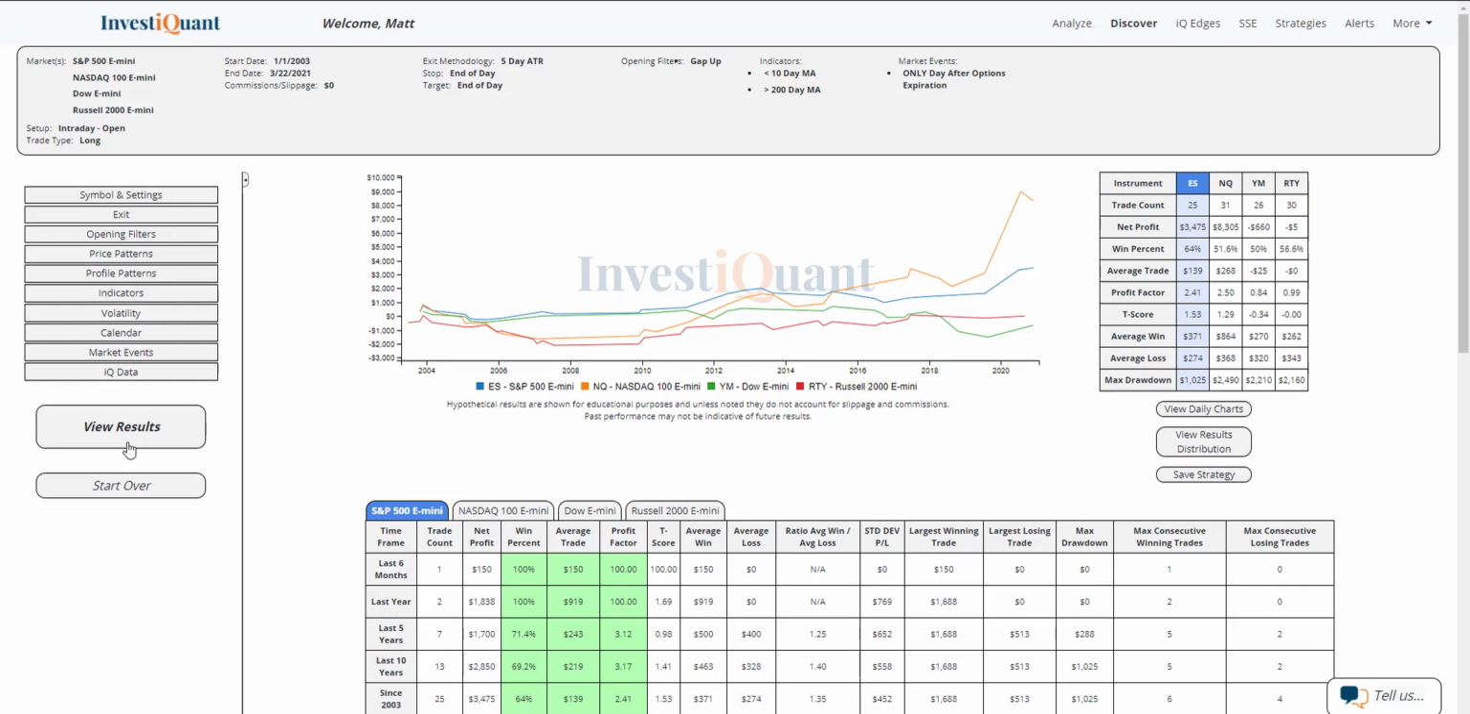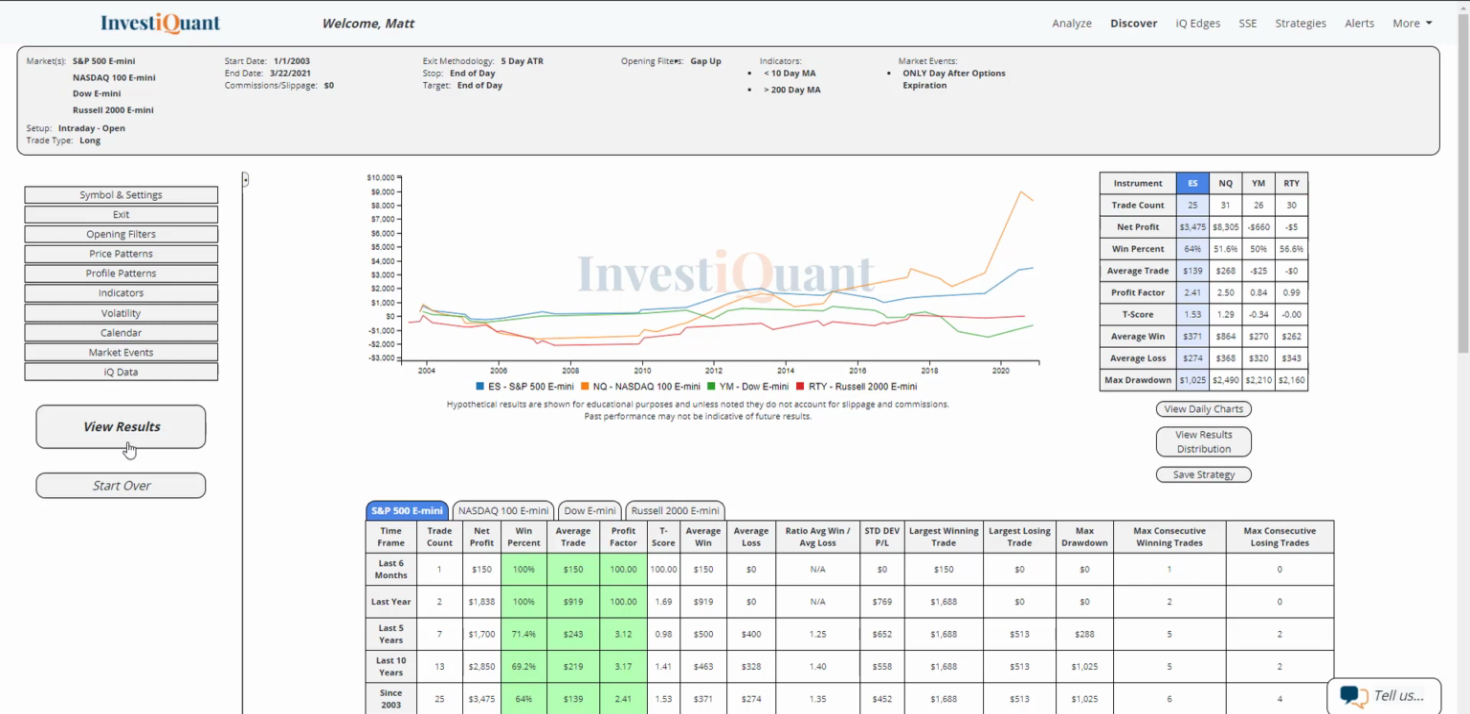If we go to the average win, average loss, the average win has been larger than the average loss in the S&P. That is also true for the NASDAQ, but it's not the case for the Dow, and it's not the case for the Russell. So they're split evenly 2 and 2, with the average win being larger than the average loss in the S&P and NASDAQ, and the average loss being larger than the average win in the Dow and the Russell.